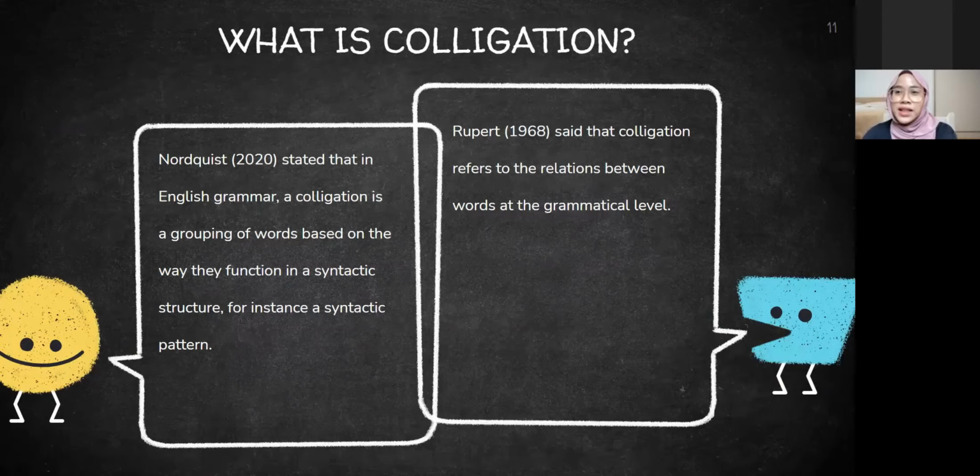Last but not least, what is colligation? Nodoushan 2020 stated that in English grammar, a colligation is a grouping of words based on the way they function in a syntactic structure, for instance, a syntactic pattern. Rupert 1968 said that colligation refers to the relation between words at the grammatical level.